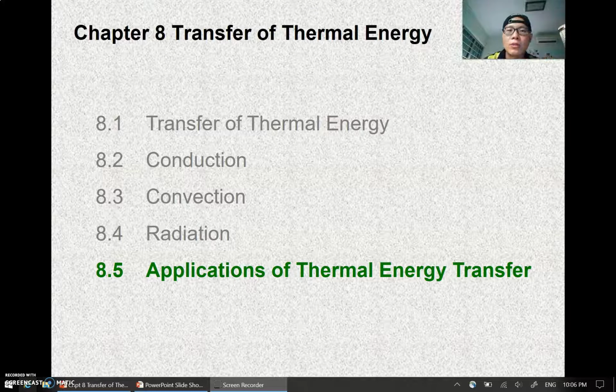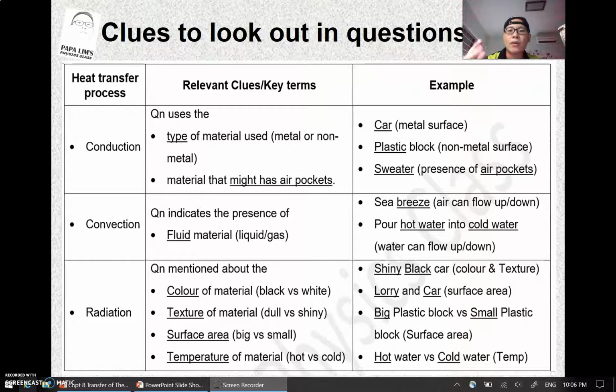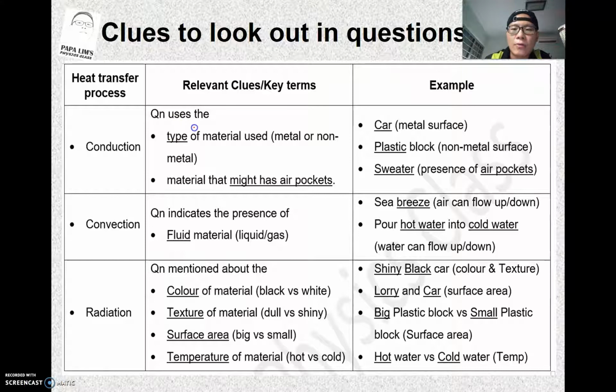Whenever we deal with applications, it is important to analyze the question first before we go in with a preconceived assumption that there is only one mode. To do that, I have tabulated certain clues pertaining to different modes. For example, when you're talking about heat transfer through conduction, generally the question will touch base with the type of material being used, be it metal or non-metal, conductor or non-conductor.